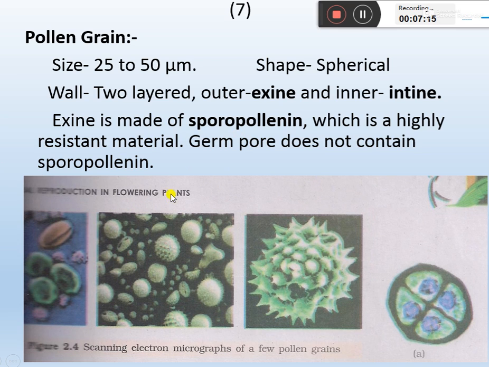These are the pollen grains of various different species. This is the pollen microspore tetrad. The 4 pollen grains are present.